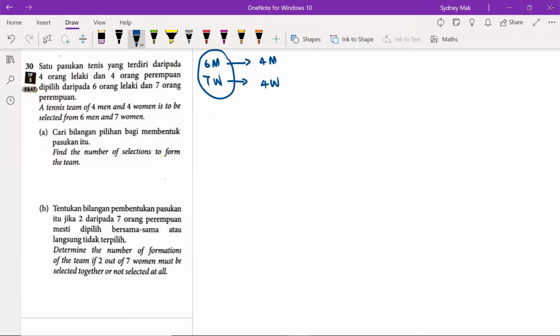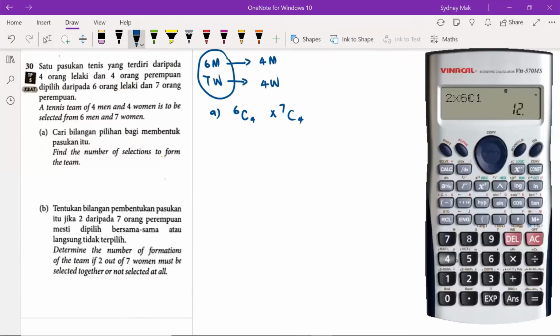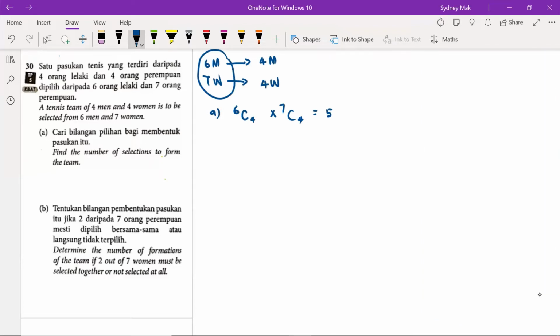In this case, part A: 6 men, we choose 4, followed by 7 women, we choose 4. Let's get the answer from the calculator. So 6C4, followed by 7C4. We have 525 ways to make our selection. 525.